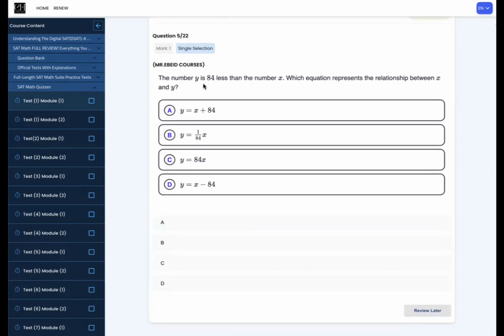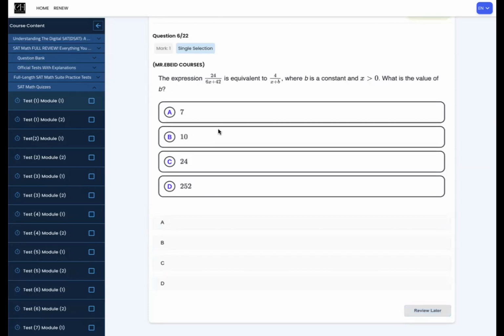The number y is 84 less than the number x. Which equation represents the relation between x and y? The number y is, as it means equals, so y equals 84 less than the number x. Less than means you will subtract, x minus 84. It means y equals x minus 84, so the answer is D. Let's move to question 6.